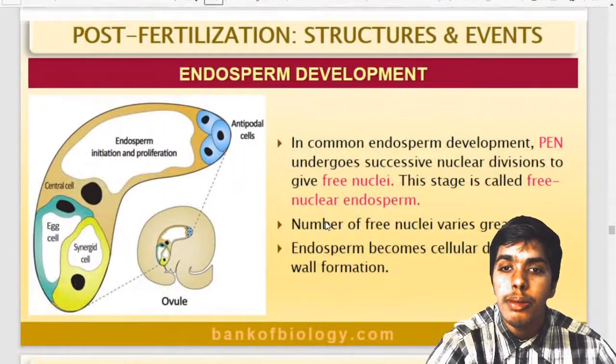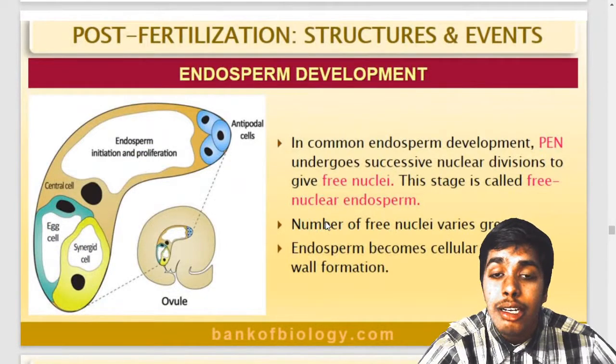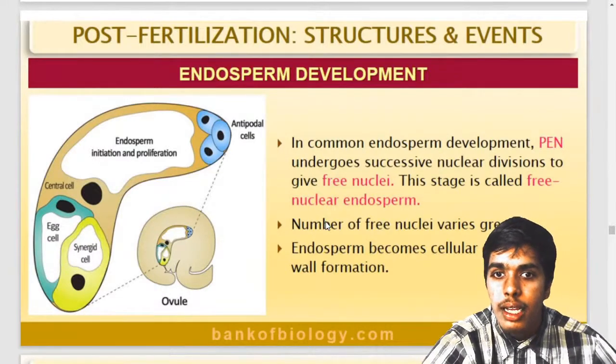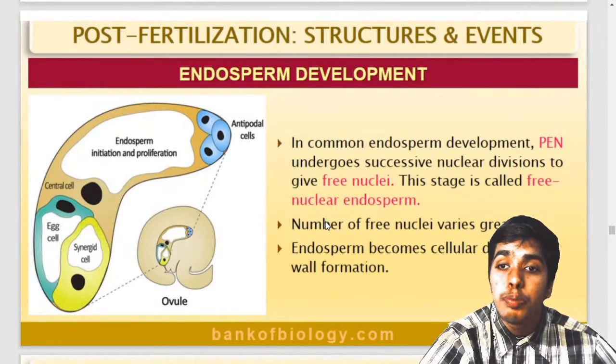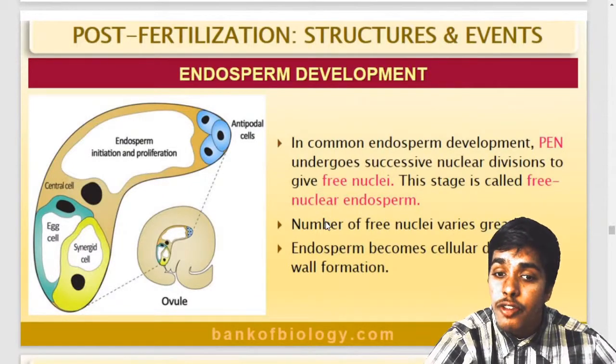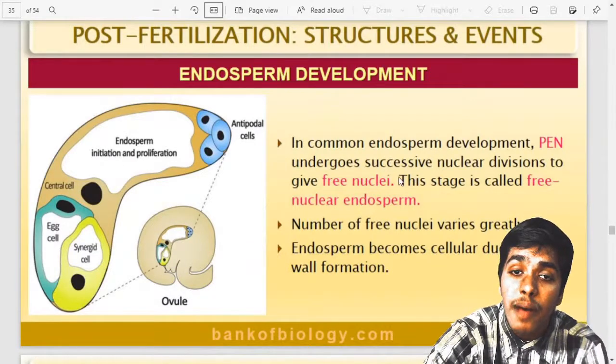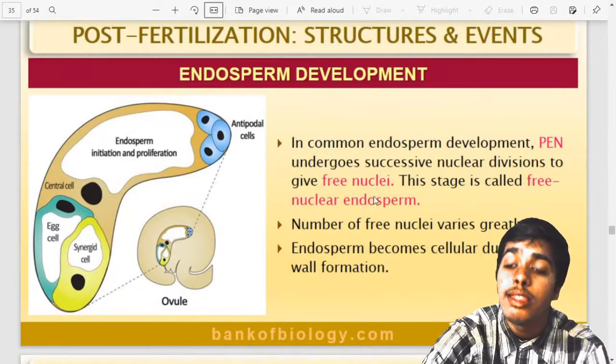In common endosperm development, the primary endosperm nucleus undergoes successive nuclear divisions to give free nuclei. Okay, it will form new free nuclei. That stage is called free nuclear endosperm. The number of free nuclei varies greatly.